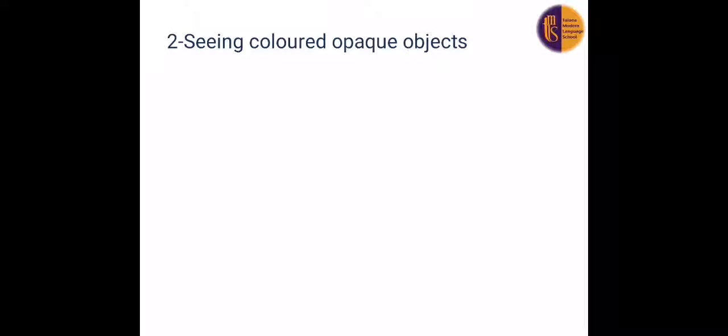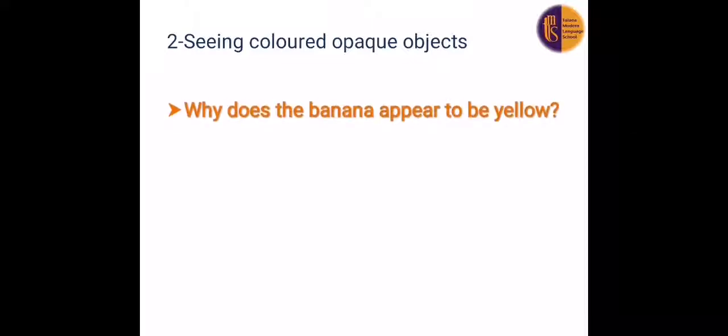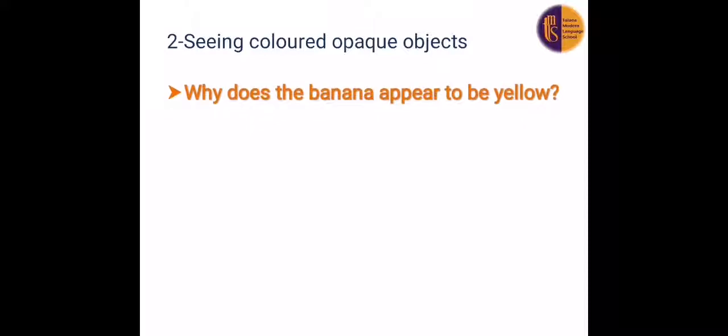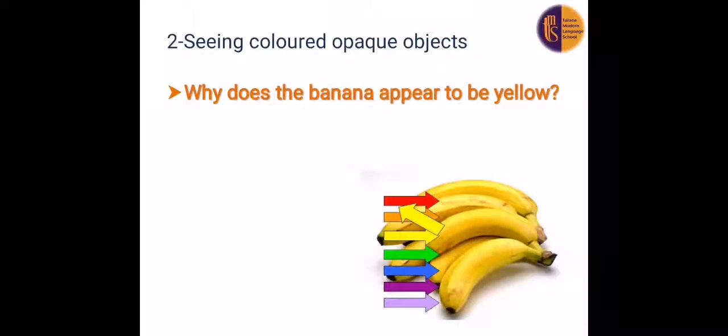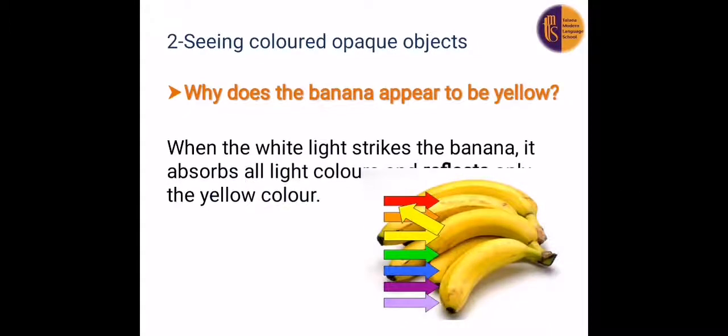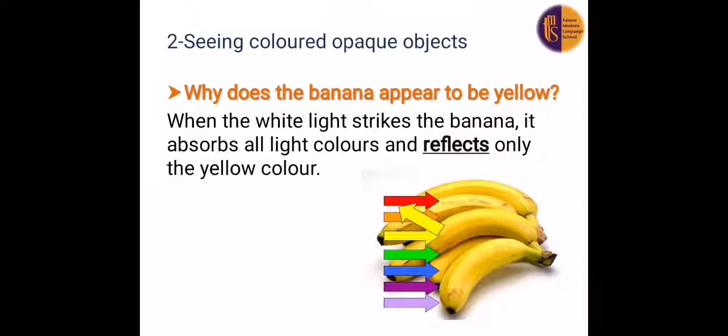Number 2, seeing colored opaque objects. Why does the banana appear to be yellow? When the white light strikes the banana, what happens? It absorbs all the light colors and reflects only the yellow color.